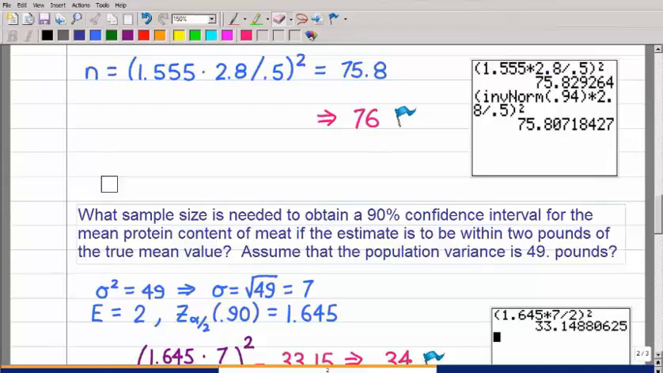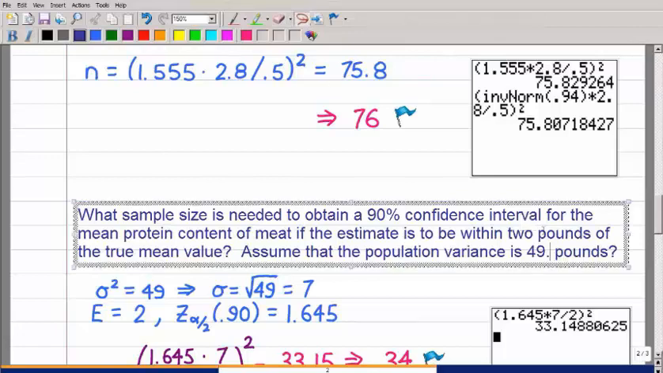Let's look at this example. What sample size is needed to obtain a 90% confidence interval for the mean protein content of meat if the estimate is to be within 2 pounds, there's your margin of error, of the mean value. Assume that the population variance is 49 pounds.